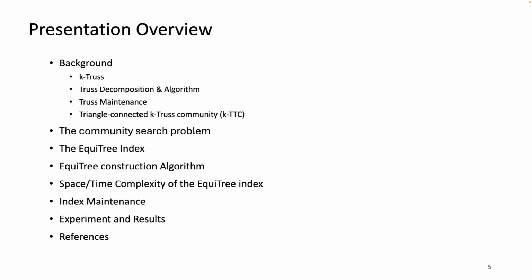So presentation overview, right? I'll be giving some background first. The background includes K-truss, truss decomposition algorithm, truss maintenance, and triangle connected K-truss community. Then in the main topic, I'll be talking about the search problem. So what's our problem? Because in order to provide a solution, we need to have a problem, right? Then I'll be talking about the equity index, which is the solution that we are proposing, the equity construction algorithm, the space-time complexity of the equity index, the index maintenance, experiments and results, and then references.